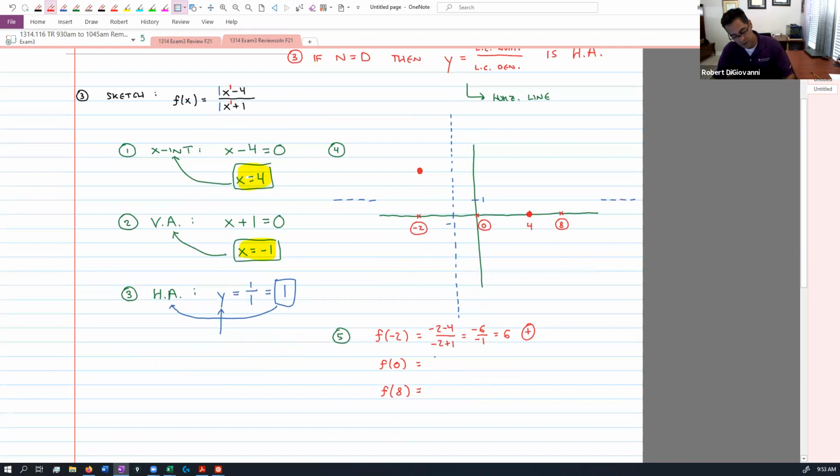Now, when I plug in 0, I get 0 minus 4 over 0 plus 1. This is -4 over 1. That's -4. But again, all I care about is that it's a negative number. So here at 0, I get a point that's down here. Then I go to 8. I plug 8 in. 8 minus 4 over 8 plus 1. So I get 4 over 9. And that is a positive number. So I put it wherever, doesn't matter where I put it.